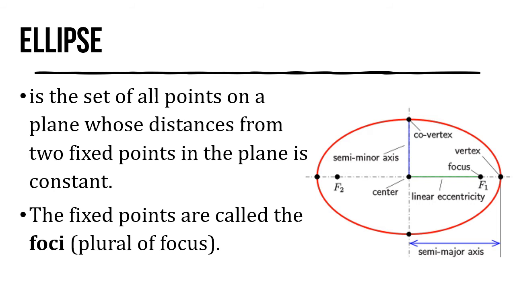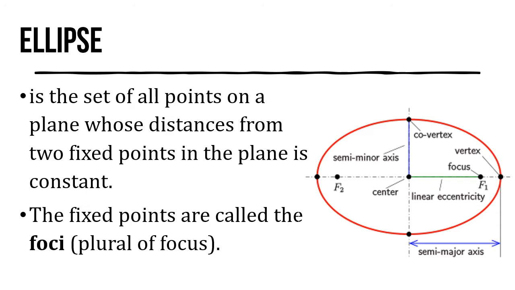So now let's start. What is an ellipse? An ellipse is the set of all points on a plane whose distances from two fixed points in the plane is constant. So the ellipse is one of the conic sections that we are having here in pre-calculus. The fixed points are called the foci, the plural of focus, because we have two foci here.